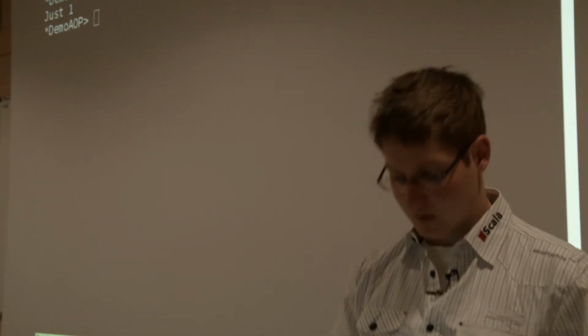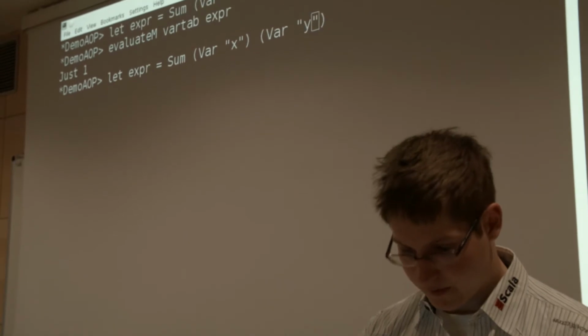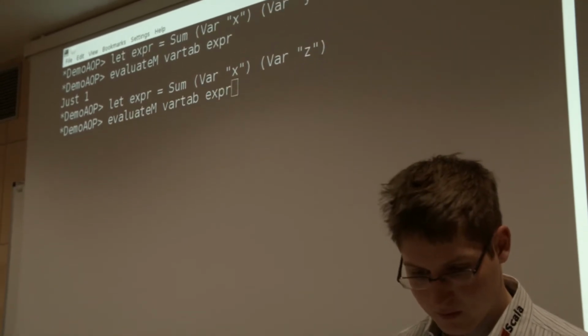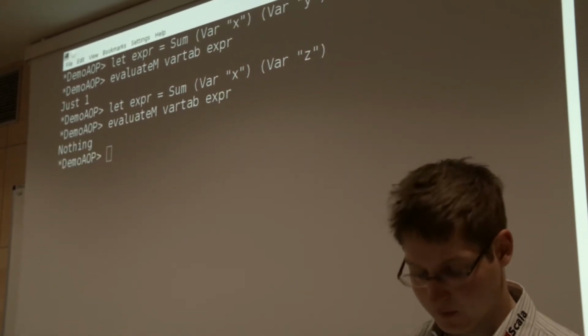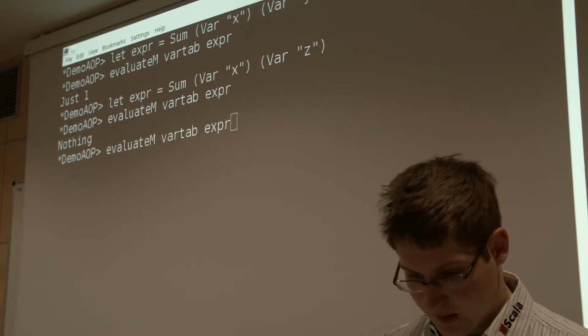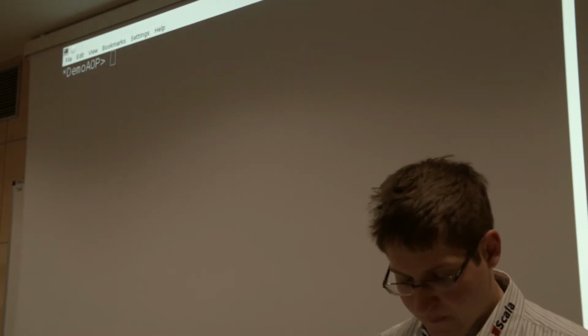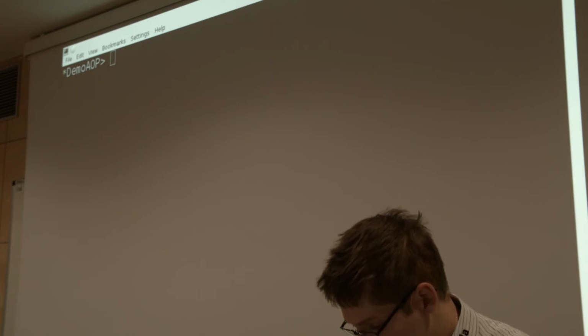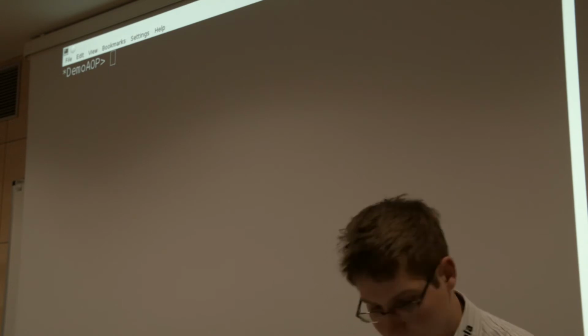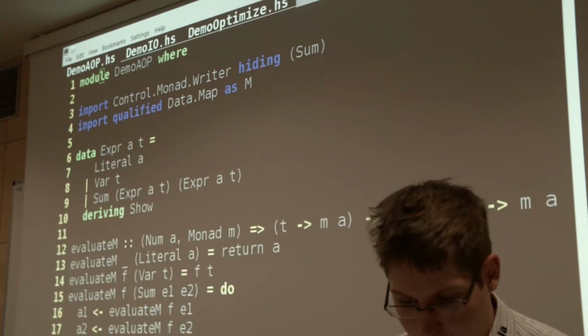And let's just evaluate that with the var tab. And we get just 1. On the other hand, if we had a set here, then you would get nothing because the y is not defined. The set is not defined. Anyway, so what if you now want to check these variable accesses? And there's a monad in Haskell for that.